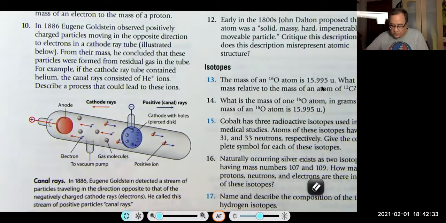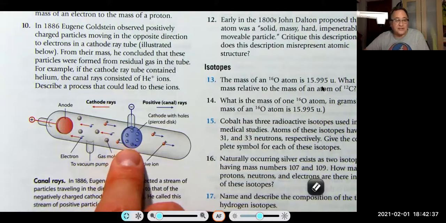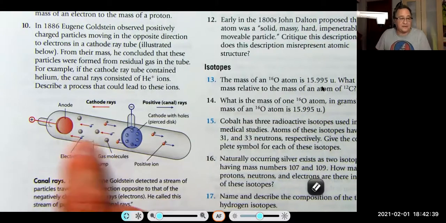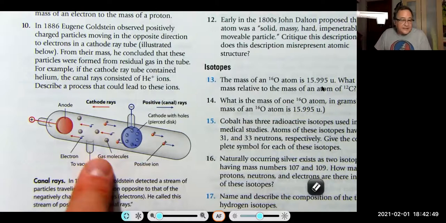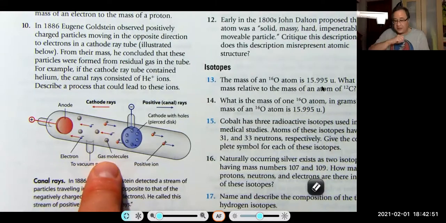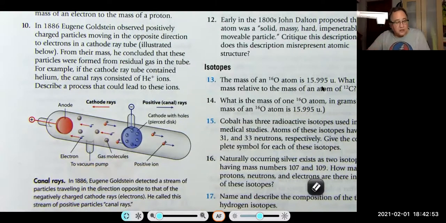Now, with the cathode ray tube, what happens is that the cathode generates electrons that go to the anode. So this is really an electron gun that's shooting electrons. In this cathode ray tube, you see this thing that says gas molecules. So it could be a gas molecule, it could be a gas atom. And we know that atoms are made out of neutrons, protons, and electrons.